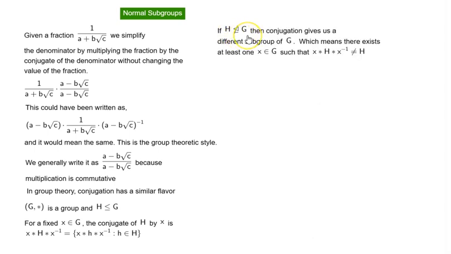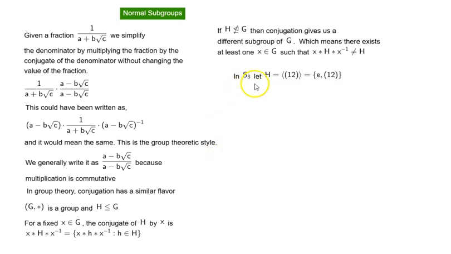If H is not a normal subgroup of G, then conjugation gives us a different subgroup of G, which means there exists at least one x in G such that x times H times x inverse is not equal to H. So let's see this example.